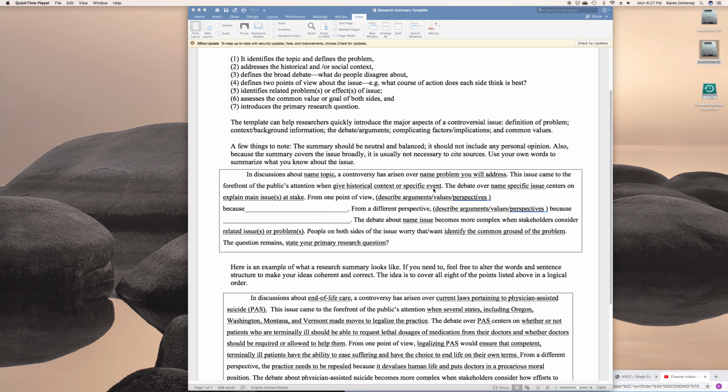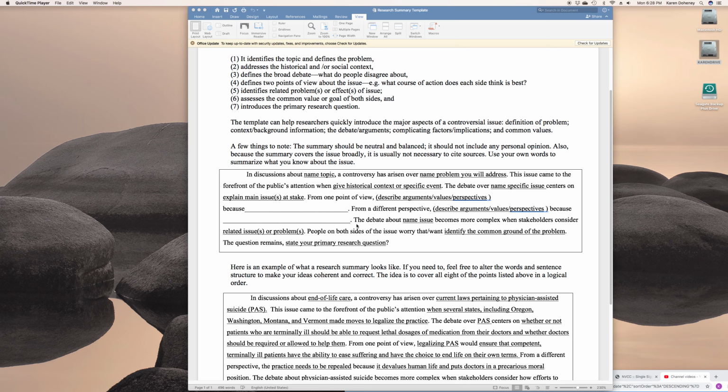The debate over the name-specific issue or problem centers on, and then you're going to do number 3, what is the broad debate that you're looking at? From one point of view, and you're going to describe one side, and then from a different perspective, you'll describe the other side. So that one is addressing point number 4 and giving your reasons. Then finally, the debate about name the issue becomes more complex when stakeholders consider related issues or problems. That talks about number 5.